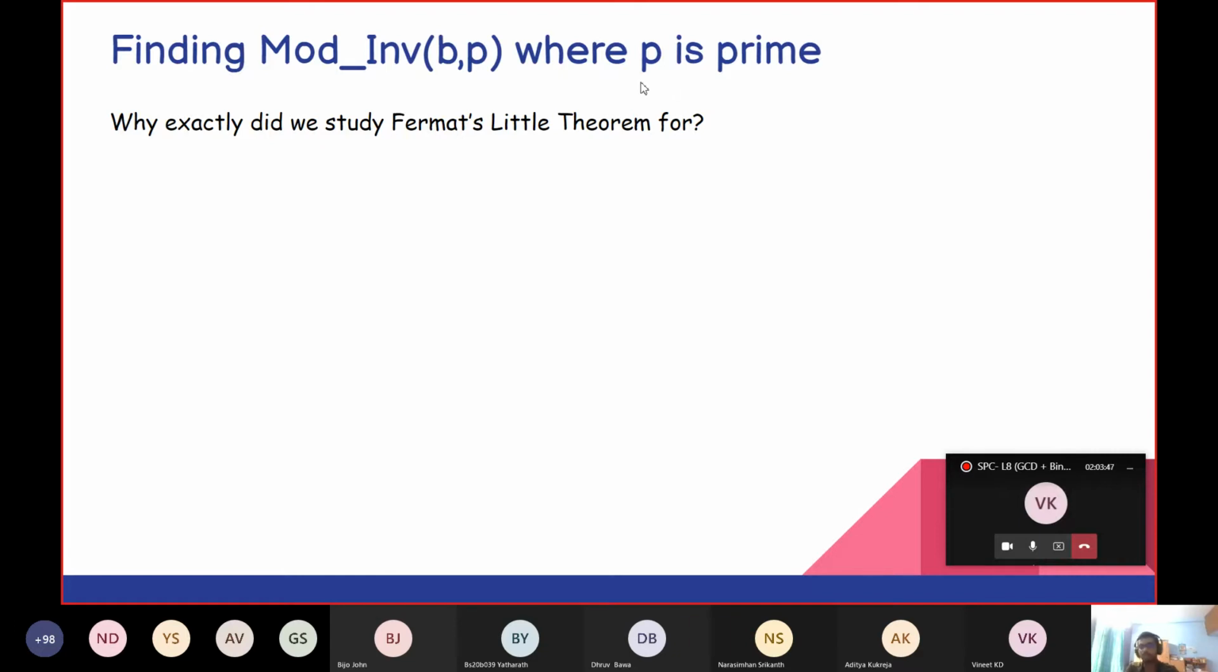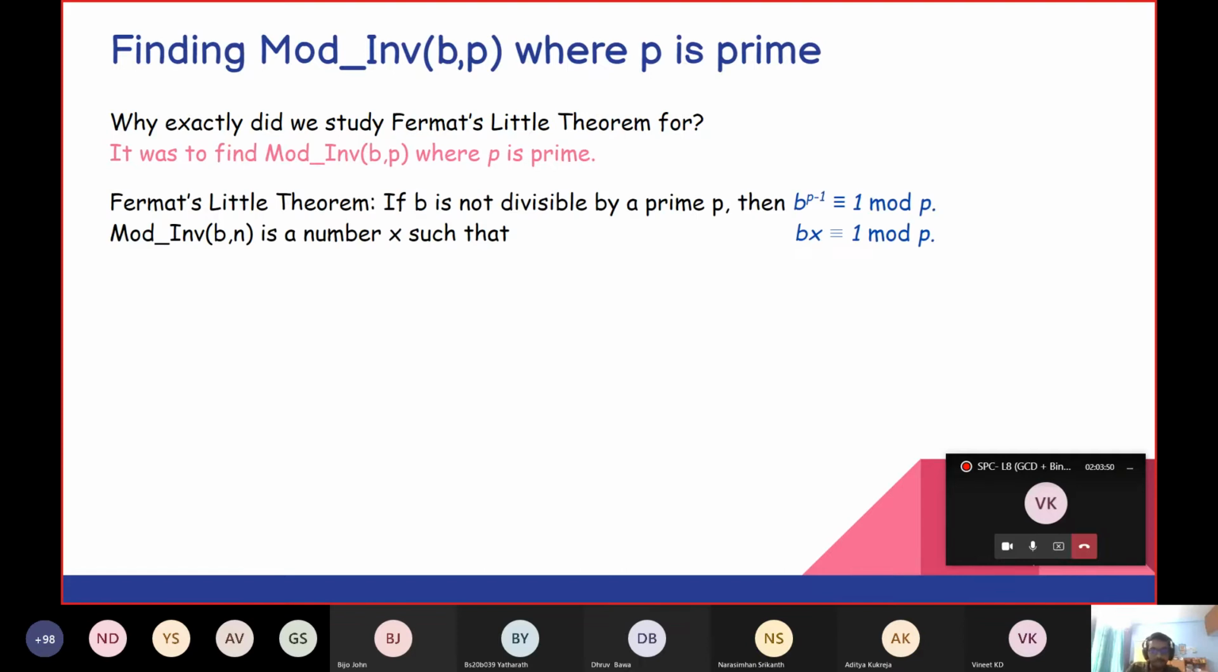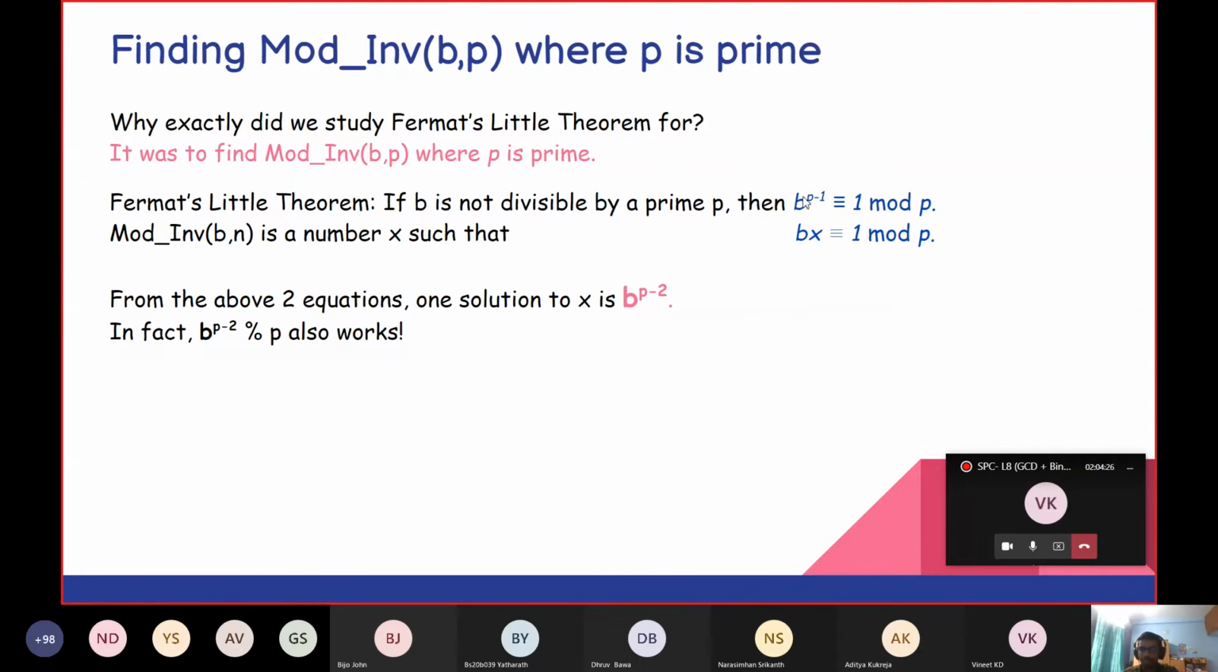Now that we have fixed P is prime and we know Fermat's theorem, Fermat's theorem said that if B is not divisible by prime P, let us assume not divisible, since if it's divisible, it's trivially 0, then B power P minus 1 is congruent to 1 mod P. This was Fermat's theorem. And then what is mod inverse? Mod inverse of B comma P is a number x such that Bx is congruent to 1 mod P. So B power P minus 1 gives the same remainder when divided by P, and Bx also gives the same remainder when divided by P. So now, can I say one solution for x is B power P minus 2?